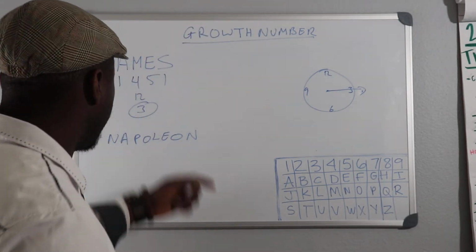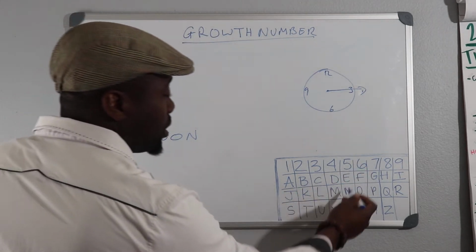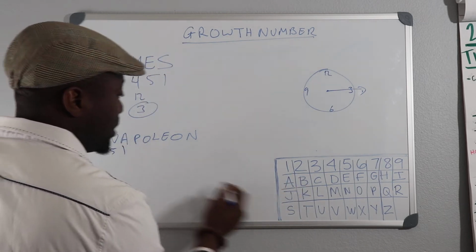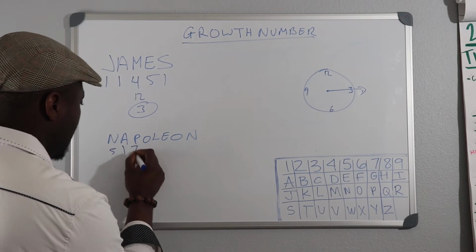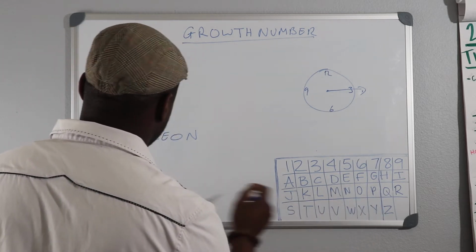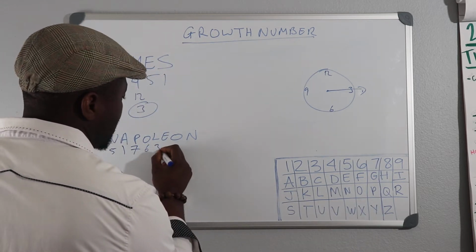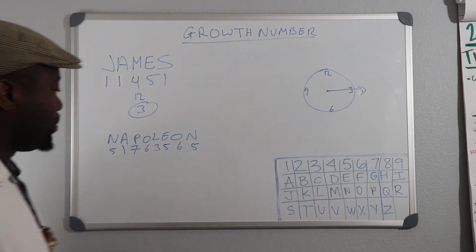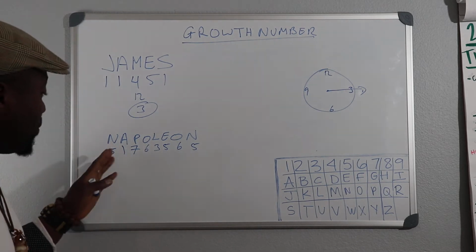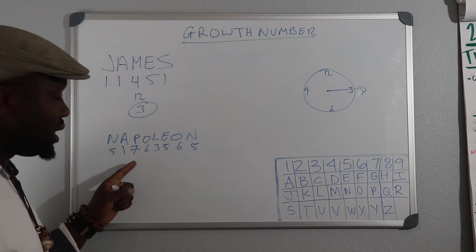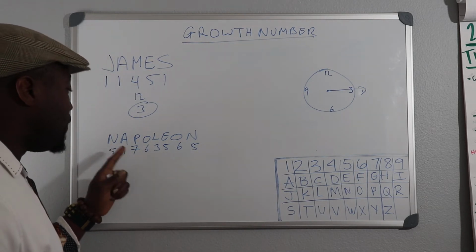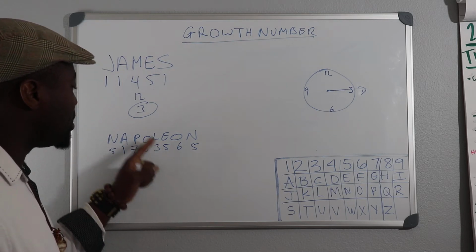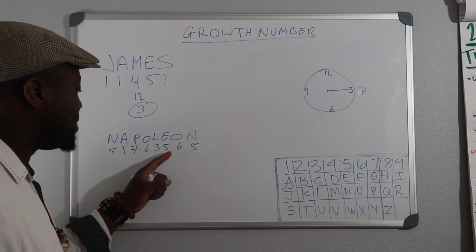Okay, so we got Napoleon right here. We're gonna do N as a 5. We got 1, and P is 7, and O is 6, and 3 is a 5, is a 6, and a 5. Okay, so 5 and 1 is 6, 6 and 7 is 13, which is 4. 3 plus 1 is 4. 4 and 6 is 10, which is 1. 1 and 3 is 4. 4 and 5 is 9.